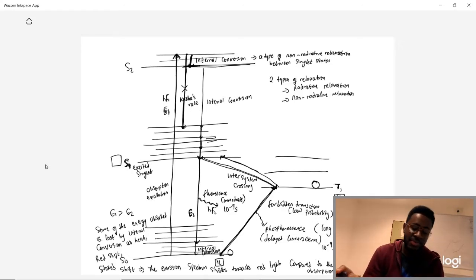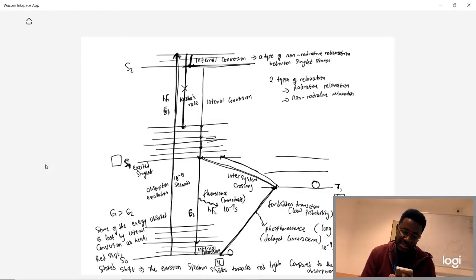Let's look at the lifetime of the various processes. The lifetime of absorbance, that means the time it takes for 63% of the molecules to go from ground state to excited state, is very fast. Absorption is the fastest, around 10 to the power minus 15 seconds. Fluorescence is about 10 to the minus 9.